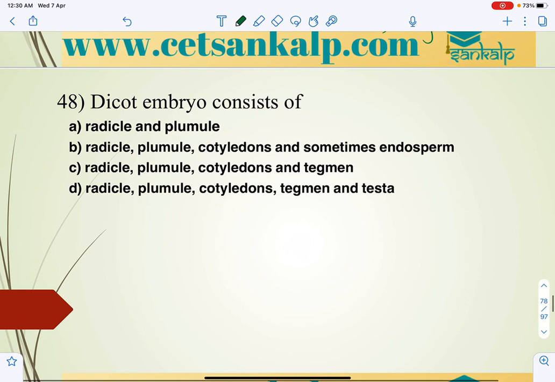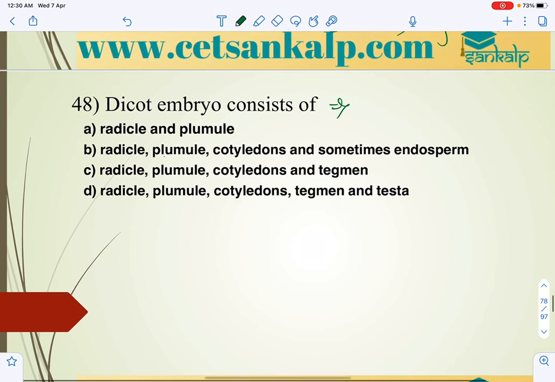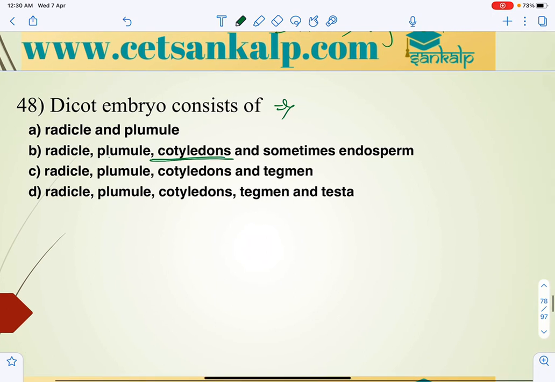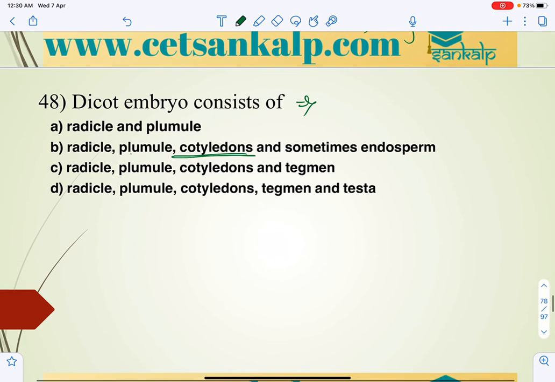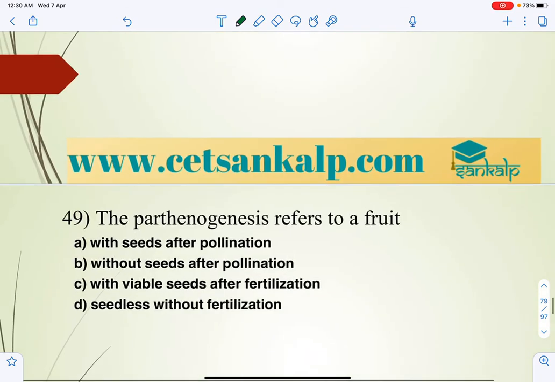Dicot embryo consists of. As we all know, the dicot embryo is seen in the dicot plant seed, in which we can see radicle, plumule and cotyledon. A single cotyledon we consider as scutellum in monocots, and sometimes endosperm will be there. So B is the answer.